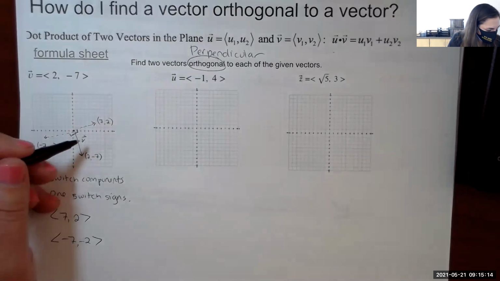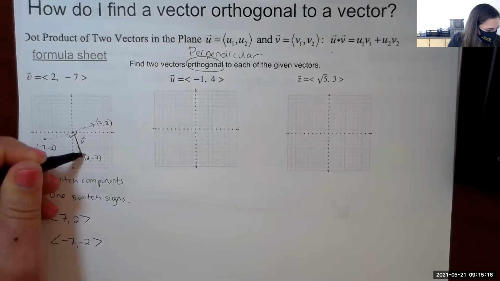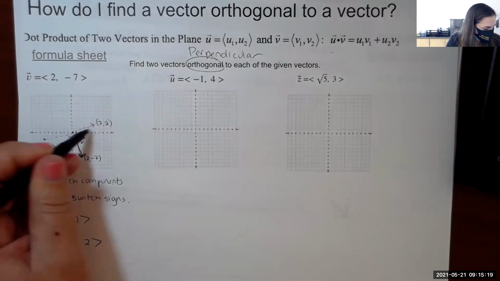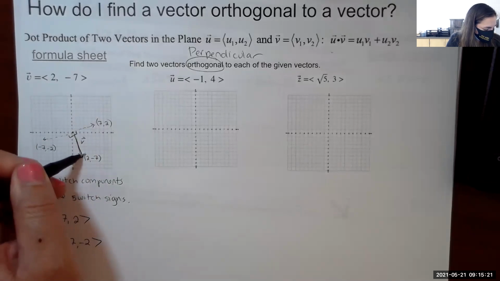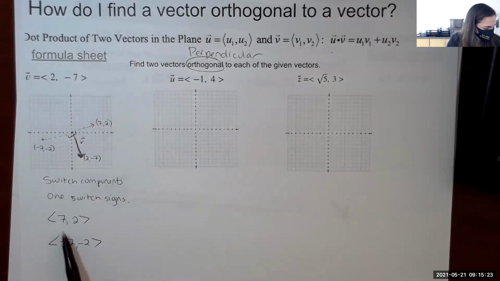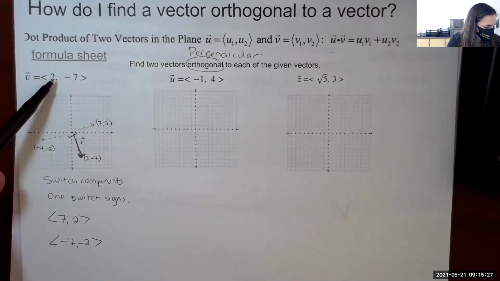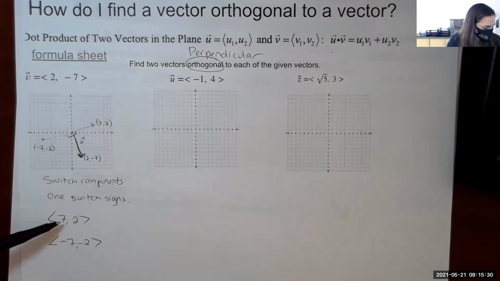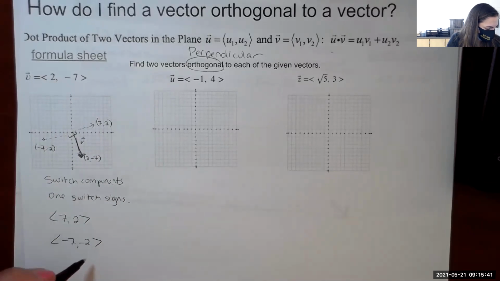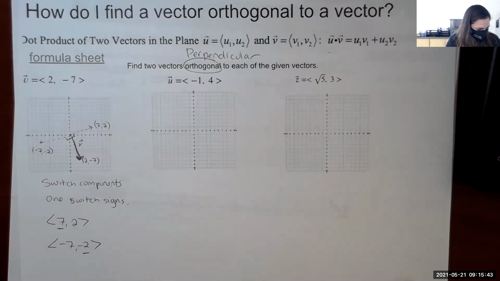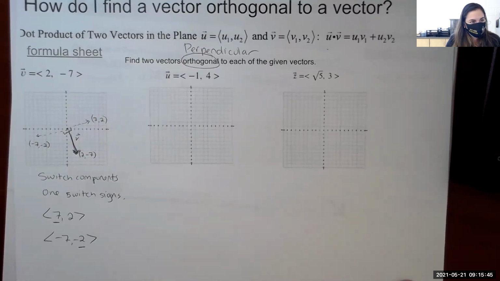Okay, so this was our original vector V, right? And to find the two vectors that are perpendicular to that original, I switch the components and then switch one of the signs. So if my original vector was 2, -7, now I have 7, 2, where the 7 switches signs. For the other vector, I had 2, -7, I'm switching the components, and then this component changed signs. Okay? Any questions yet?